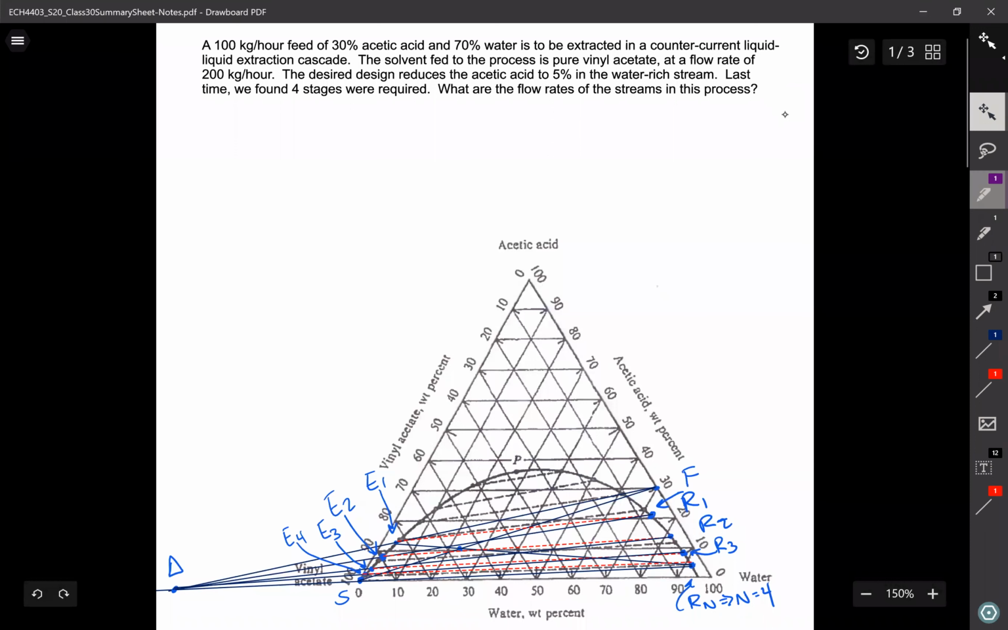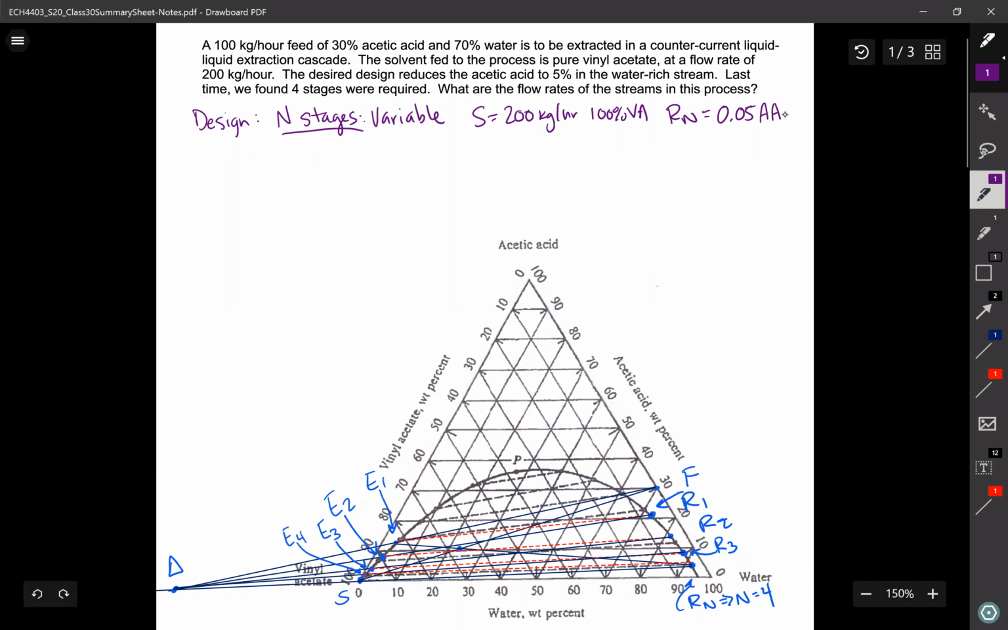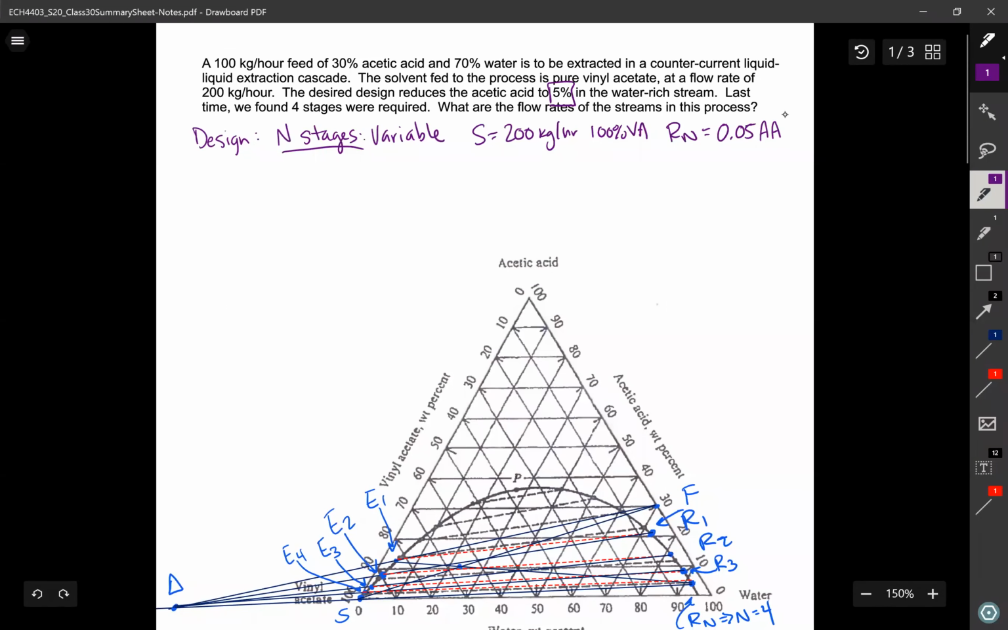I wanted to highlight the fact that originally this was a design type problem. And what makes it a design type problem is the fact that we had to calculate the number of stages. N stages is the main variable. And the given information that we had was that the solvent flow rate is 200 kilograms per hour. It was 100% vinyl acetate. And we had a composition given for our last raffinate, which was 0.05 acetic acid.